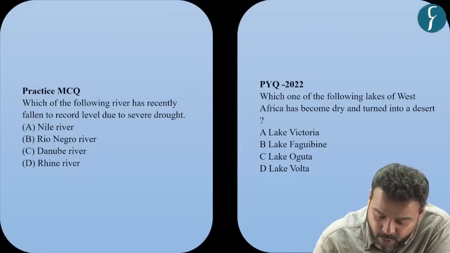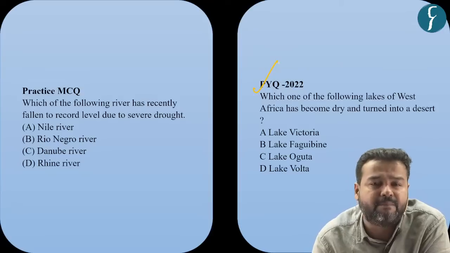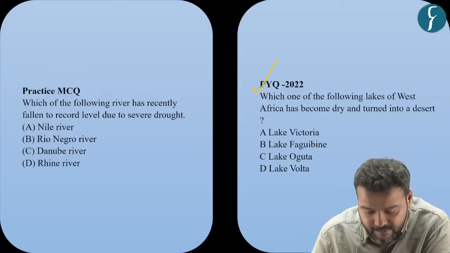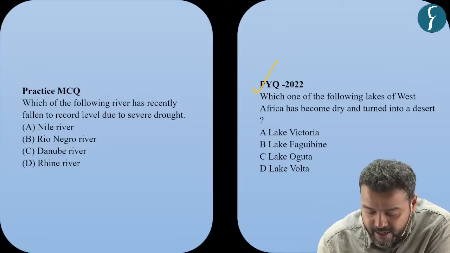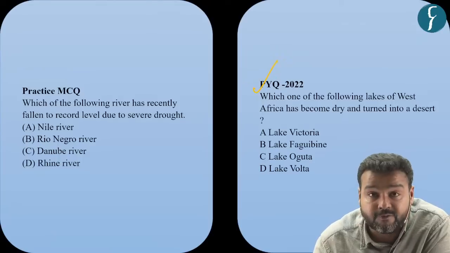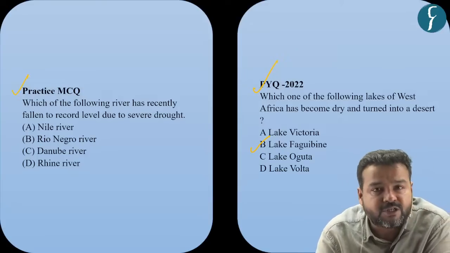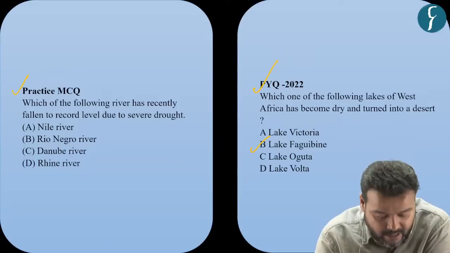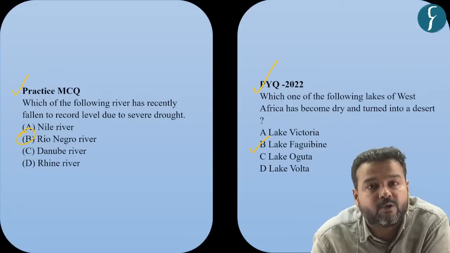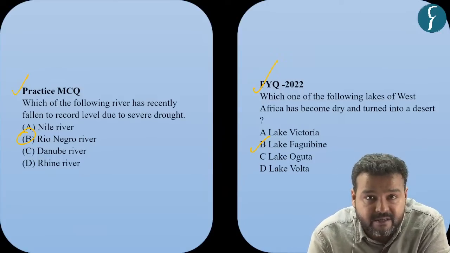And if you want to refer to a previous year UPSC question, you can see in 2022 itself, and before that there was a question related to the Aral Sea also. In 2022 itself, UPSC asked which one of the following lakes of West Africa has become dry and turned into a desert, for which the answer was B, that is Lake Faguibine. And the practice question, now you know the answer. This is just for the compilation purpose. The answer would be B, that statement is about the Rio Negro River. Fine. So that will be it for the daily prelims practice section.